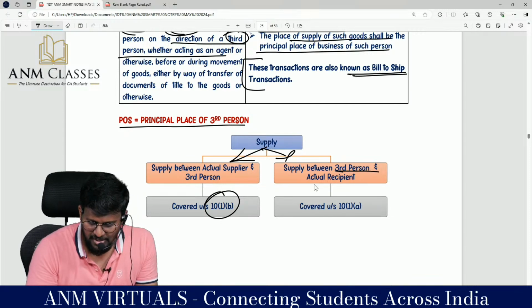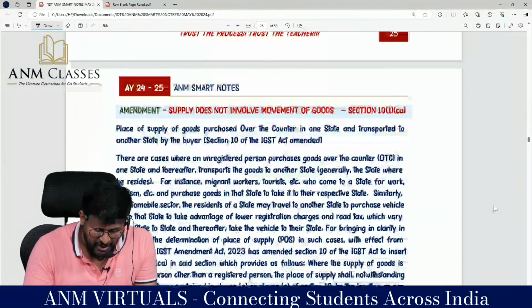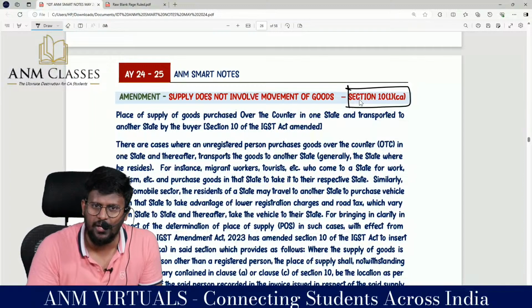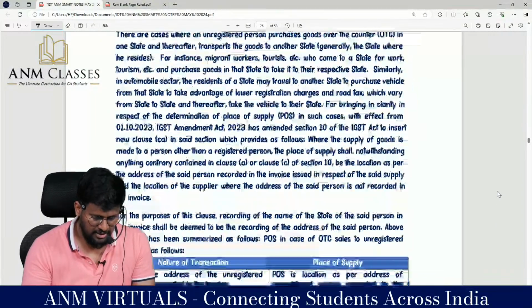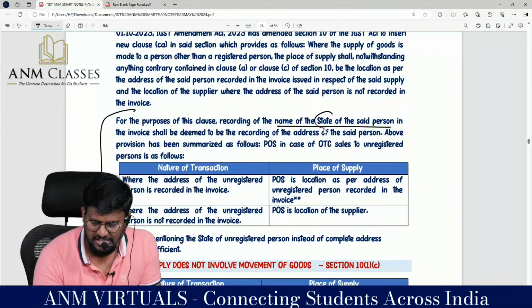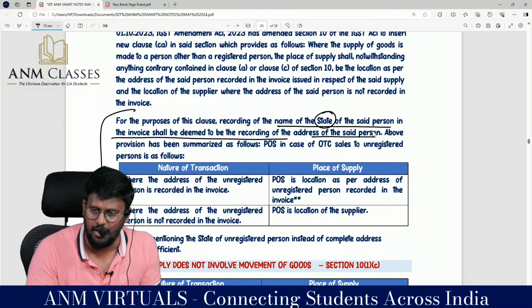Supply between any person and any recipient. This is covered under section 10 subsection 1 clause CA. A new slot has been added. Yes sir. What is the place of supply, sir? For the purpose of this clause, recording of the name of the state of the said person in the invoice shall be deemed to be recording of the address of the unregistered person.